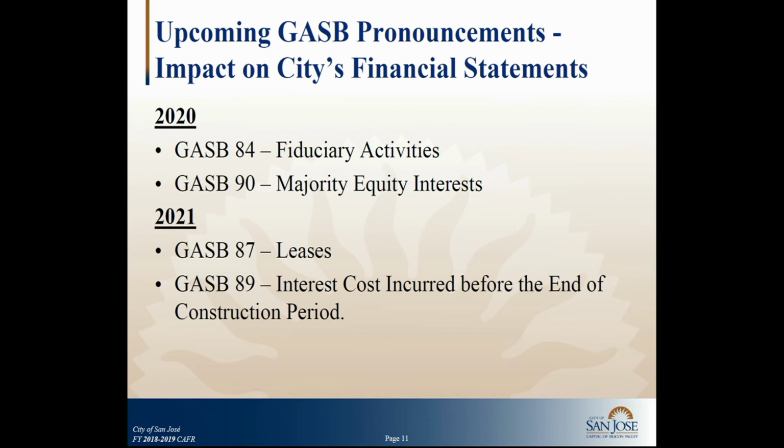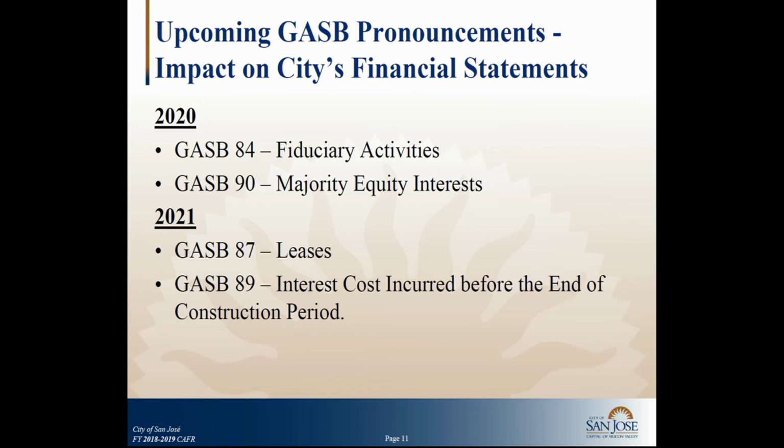With regards to any upcoming GASB pronouncements, we're looking ahead in the future. For fiscal year 2020, we're going to have to implement GASB 84, relating to fiduciary activities, as well as GASB 90, relating to majority equity interest. GASB will be giving us more guidance, and with the help of our external auditor, we'll be able to implement these two GASBs in 2020.